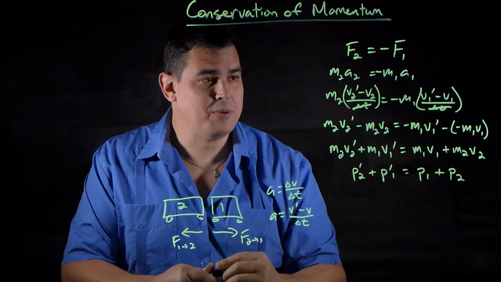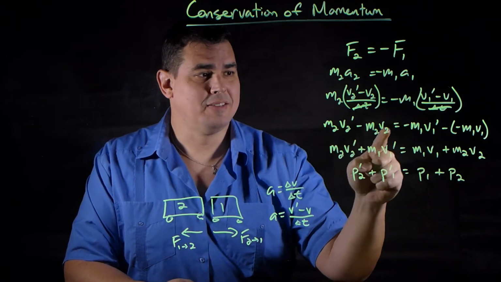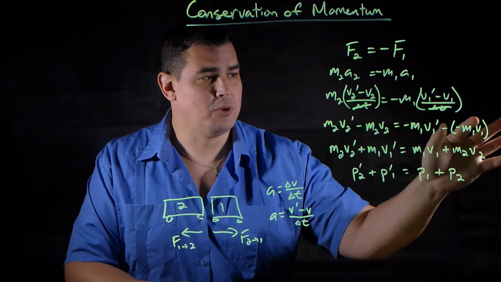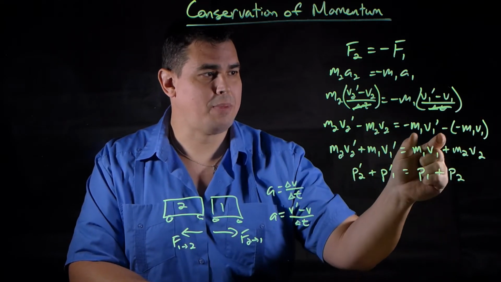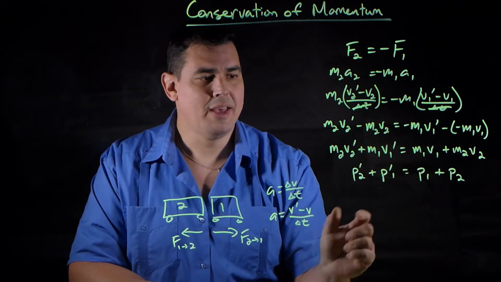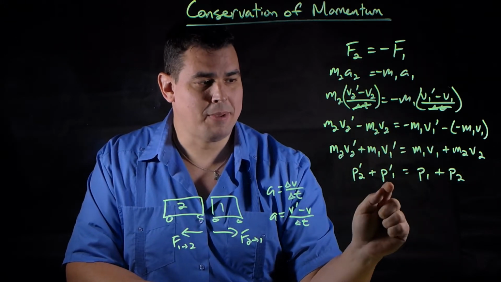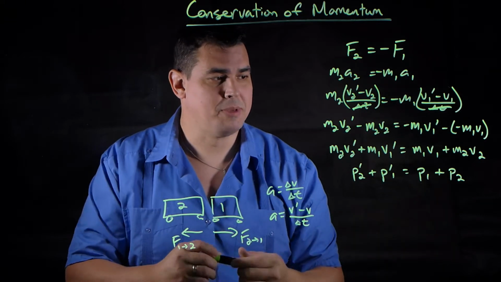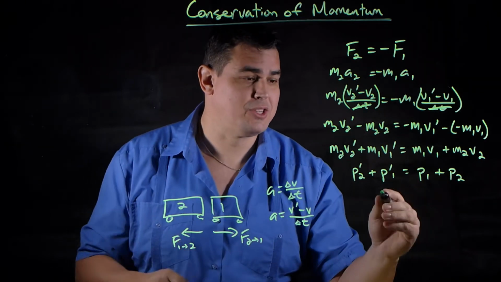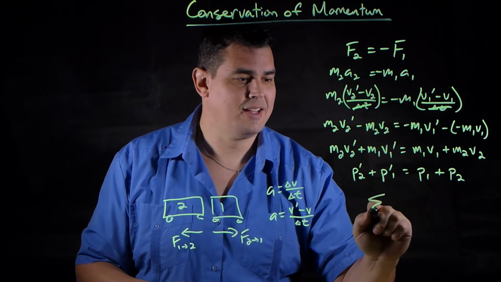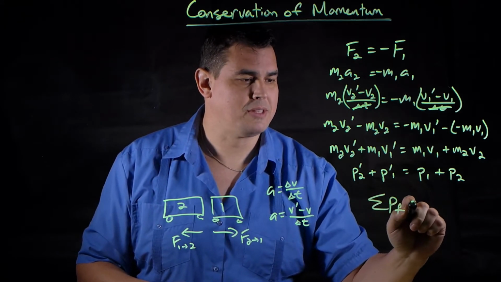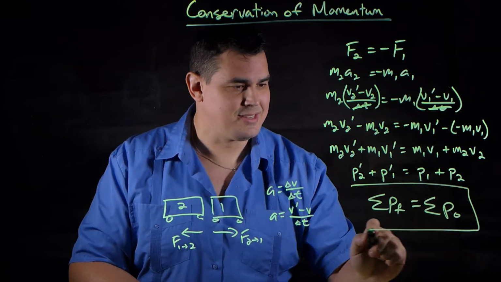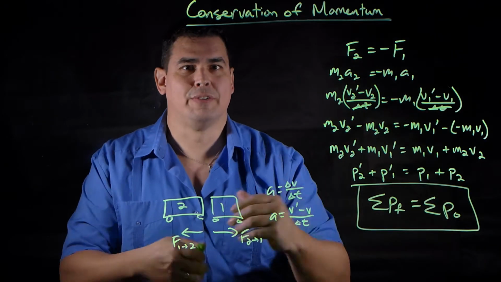So follow me with this. I multiplied this in, and over here, this negative sign makes this one positive. If I move stuff around and combine all my finals and my initials, I get the final momentum of car 2 plus the final momentum of car 1 equals the initial momentum of car 1 plus the initial momentum of car 2, which is the same thing as saying the sum of the final momentums has to equal the sum of the initial momentums. This is the idea of conservation of momentum.